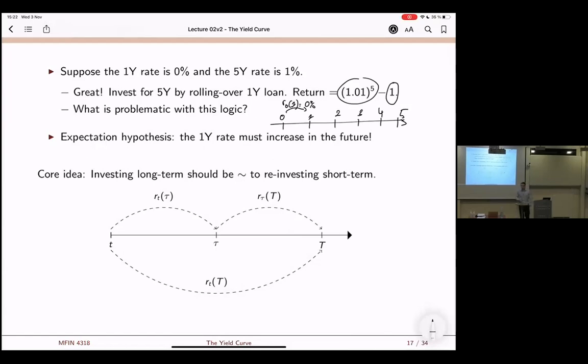So what's wrong about this argument is that you're implicitly assuming that this 0% 1-year rate will stay the same over the next 5 years, right? That's why we initially claimed that you will end up with some money.